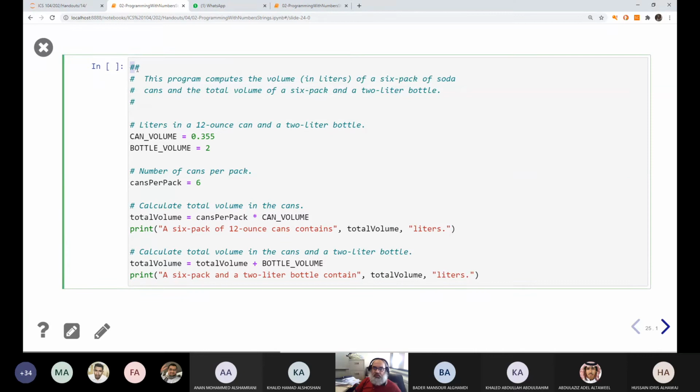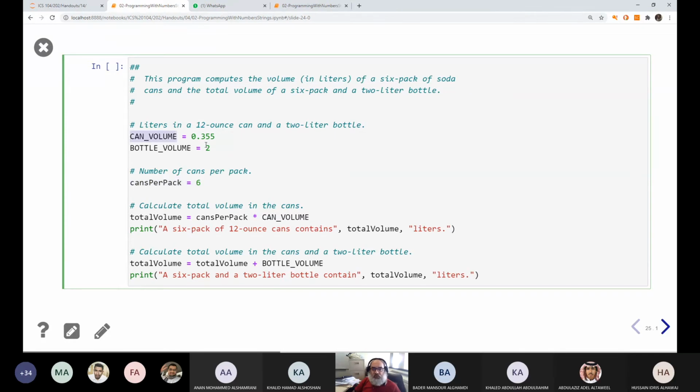As you can see, it's following the conventions for the comments, and then here comments for liters in a 12-ounce can and a 2-liter bottle. So the can volume is this, the bottle volume is that, the number of cans per pack. This is cans per pack. As you can see, this is a variable, which hints that you might have more than one size. Like when you go to the supermarket, you can find a 6-pack, you can find a 12-pack, you can find a 24-pack, right?